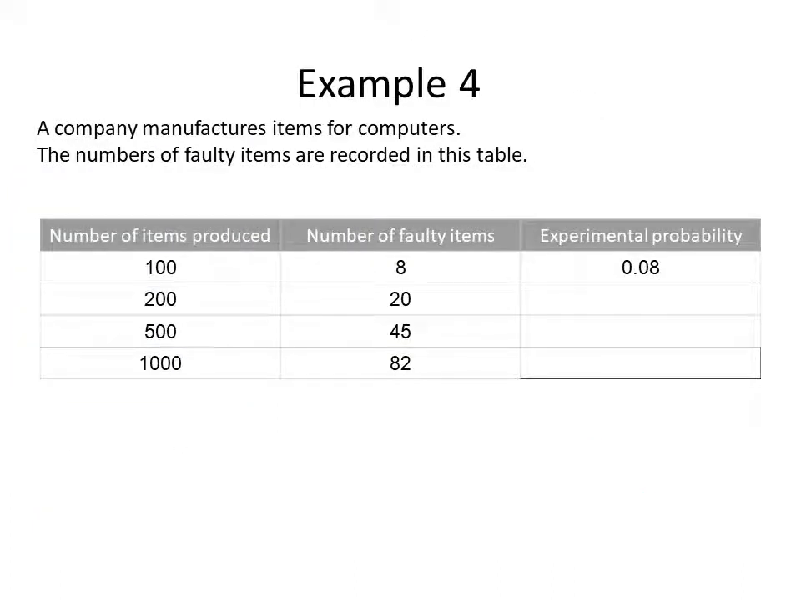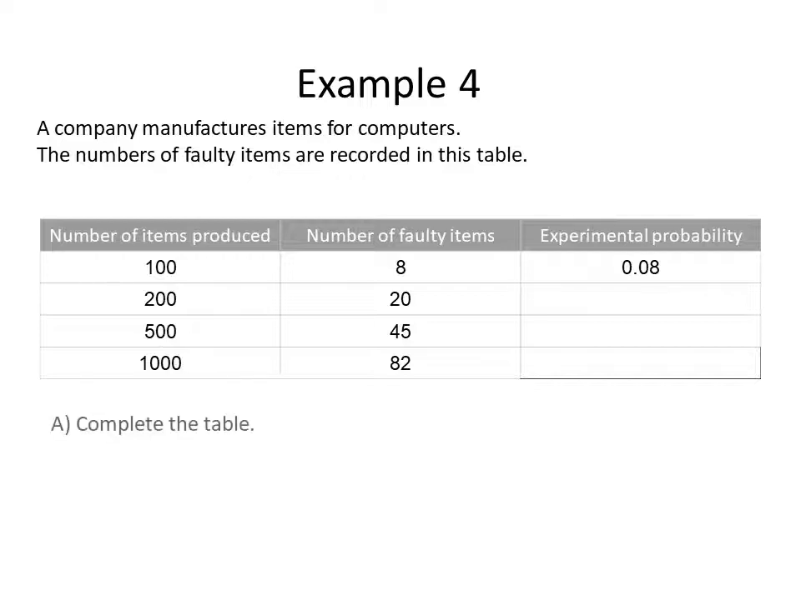Example 4. A company manufactures items for computers. The numbers of faulty items are recorded in this table. If you look, there are the number of items produced, the number of faulty items, and the experimental probability. The experimental probability for the first 100 items produced was 8 out of 100, which is 0.08.